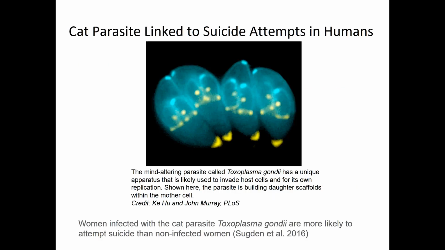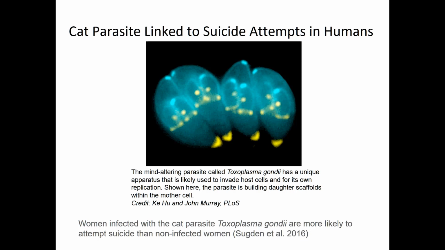There's one kind of parasite that maybe you've heard about that occurs in a lot of cats, and that parasite is called Toxoplasma gondii, and it causes this disease known as toxoplasmosis. Toxoplasma gondii is very unique in the way that it invades host cells, and it also replicates, but it's also unique in that it modifies the behavior of its hosts.